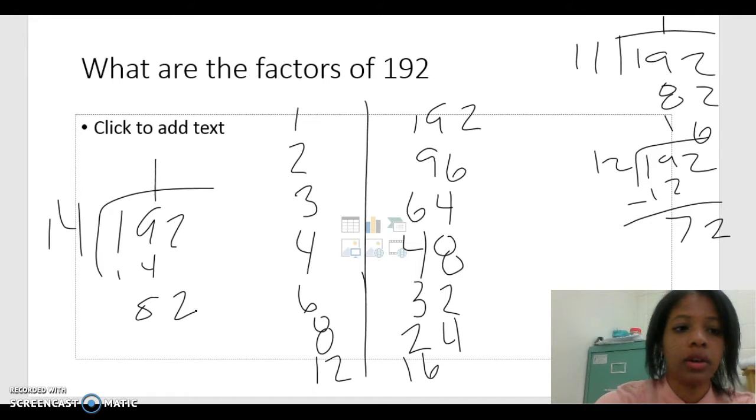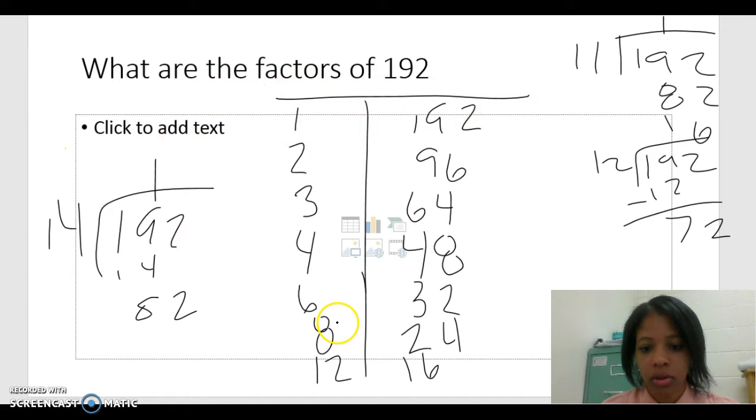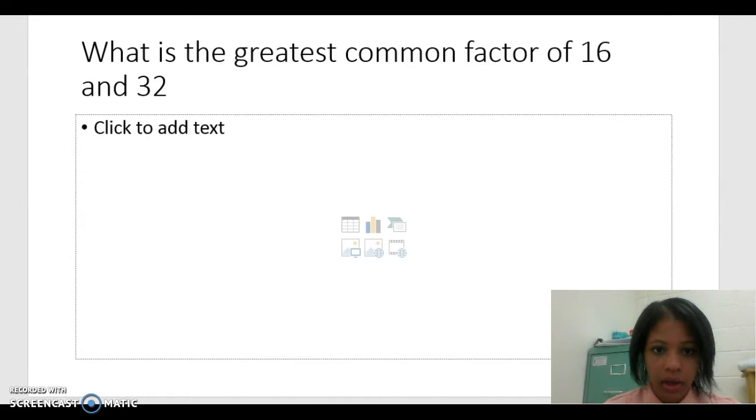Nope. Alright, so I think we're finished here. These are my factors of 192. It's a lot of them. I wrote them in pairs, so you know, multiply across. I think that's enough factoring. So you get how to factor.